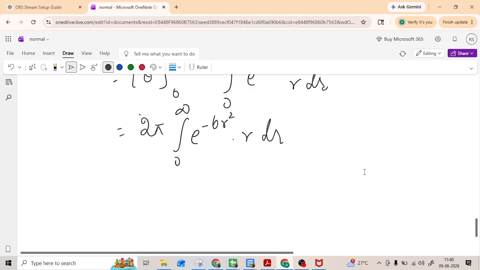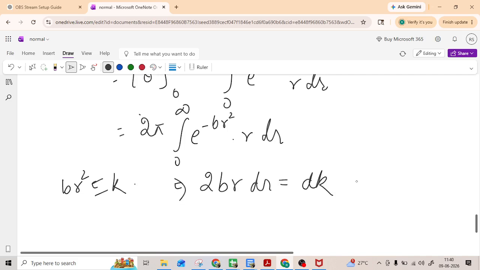So now what do we do? We do a simple replacement over here. So let's say b r square, let's assume it to be k. So if b r square is equal to k, then let's differentiate it: 2 b r dr is equal to dk, correct? And then r dr becomes what? It becomes dk by 2b.